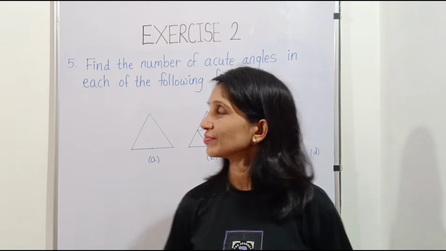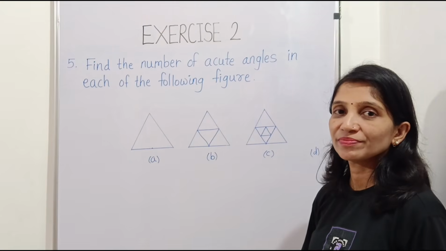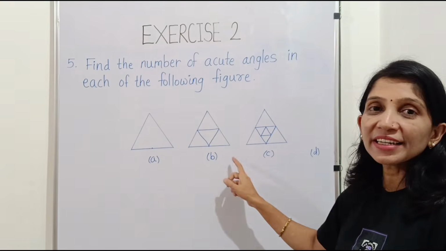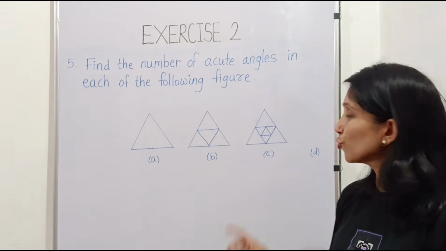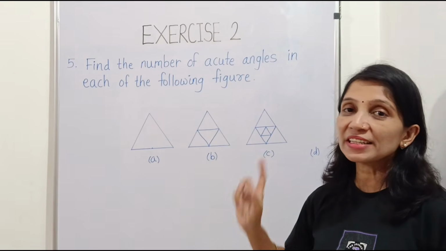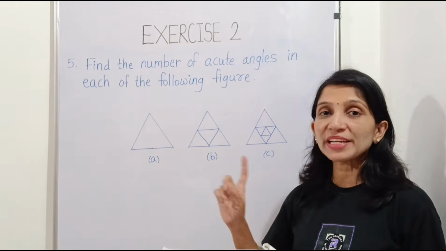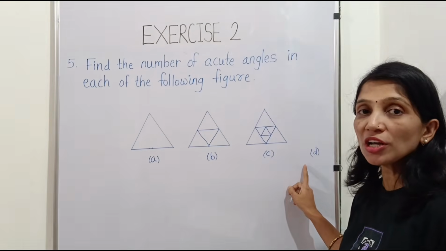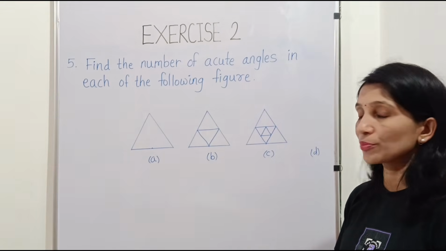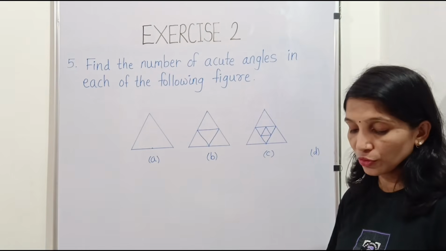Mission 5. Find the number of acute angles in each of the following figures. You can see 3 figures are given and all are equilateral triangles. The fourth figure we'll have to draw. Let's see what is given other than this in the question. From this, draw the correct figure that comes in the place D. How many acute angles are formed in that figure? We'll have to write that.